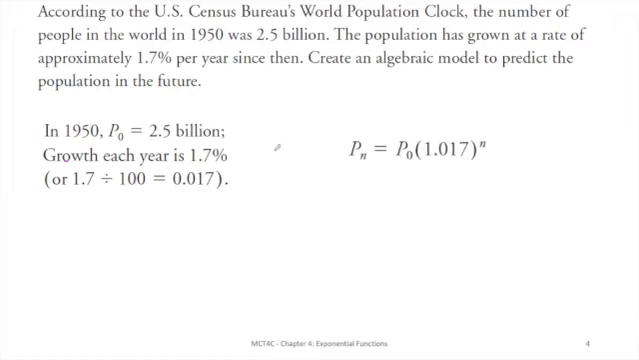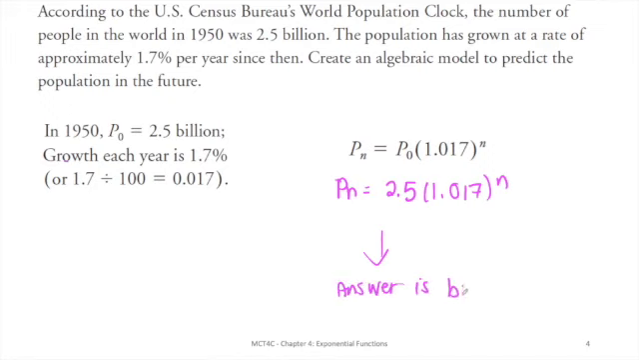Then you're going to plug that information into your algebraic model, and you can add in 2.5(1.017)^n. You just have to remember, if you were to solve any questions with that, your answer you would have to write in billions, because you didn't write 2.5 billion in your equation. But all it's asking us to do is create an algebraic model there.